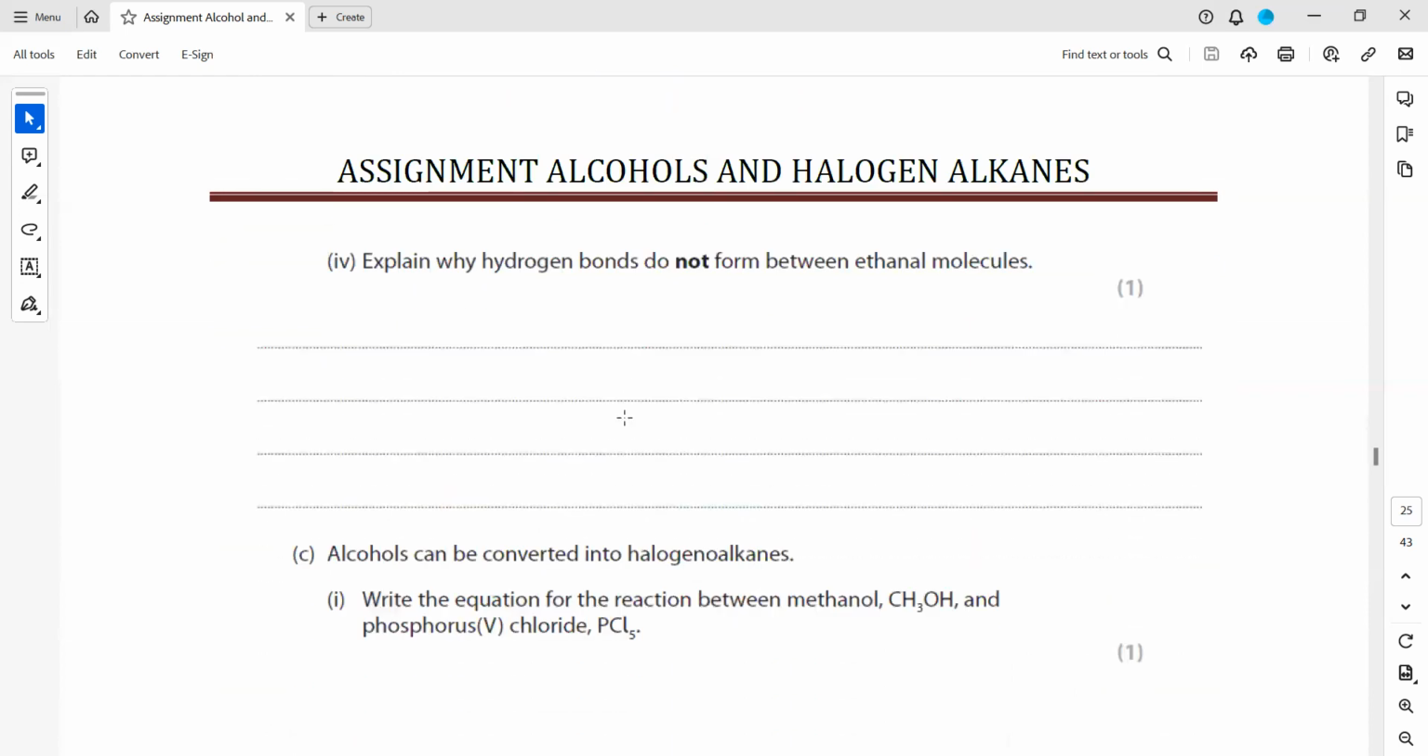Explain why hydrogen bonds do not form between ethanal molecules. Why? Because, as I mentioned, in ethanal, hydrogen is not bonded to oxygen or nitrogen or any more electronegative element.